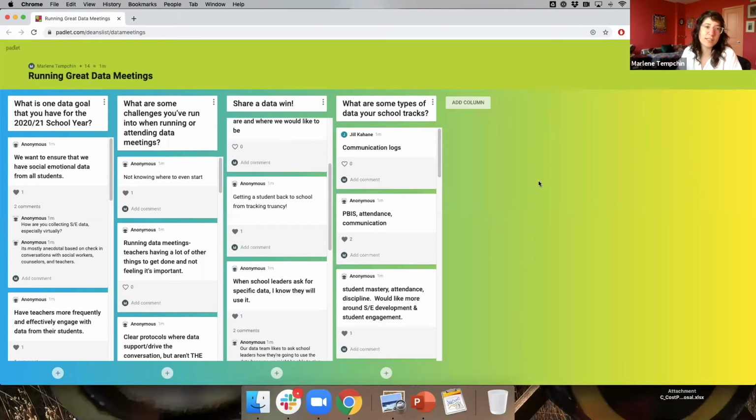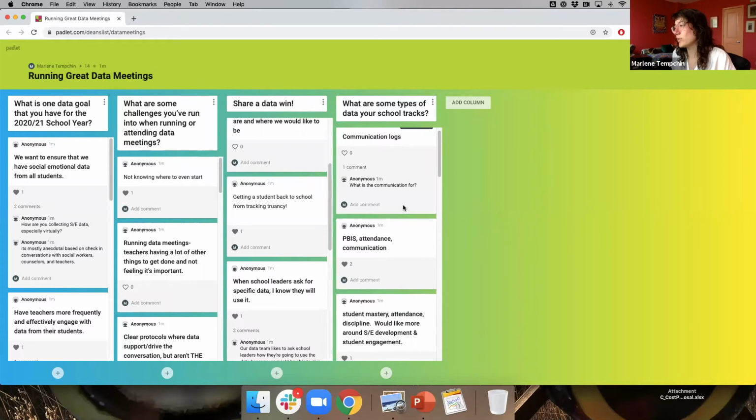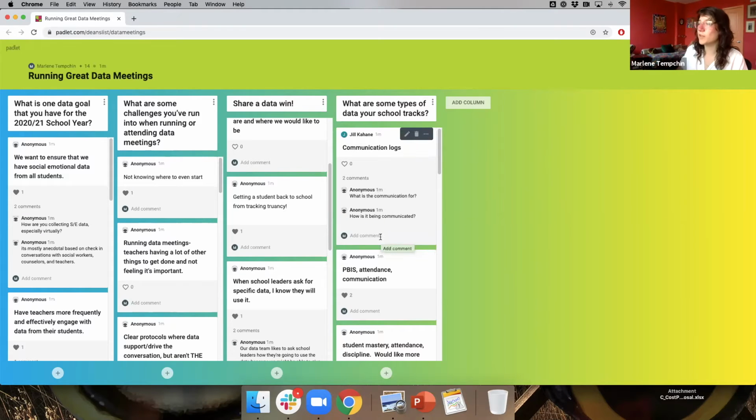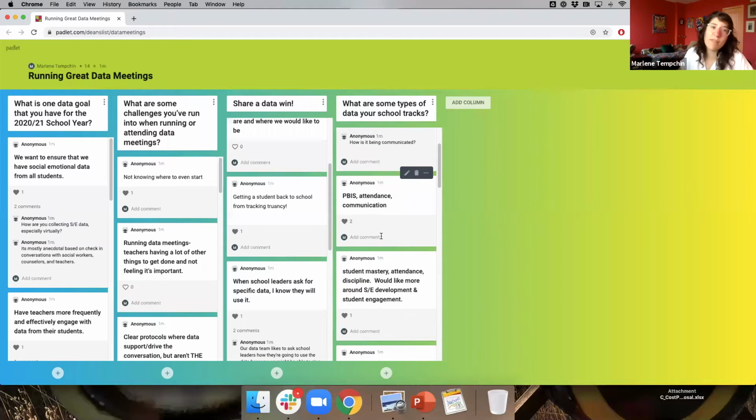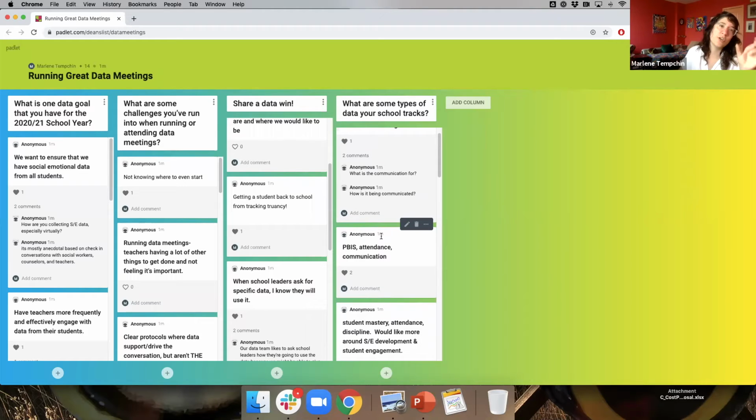So again, shifting back to the Padlet, you can scroll through and you can see Jill has added communication logs as a data point, and someone already commented, what is the communication for? So maybe what kinds of communication are students receiving, so we can get a more qualitative look at the communication that students are receiving. Just like that, go ahead and comment with more specific questions you have about data. The more specific we can get, the better, because we really want to come up with small questions that could be answered by our teams by digging into the data that we collect.